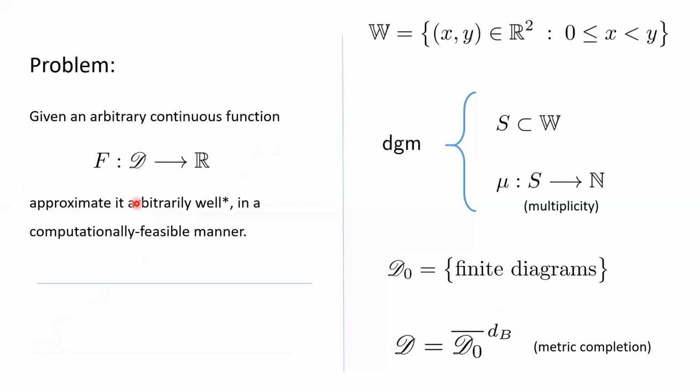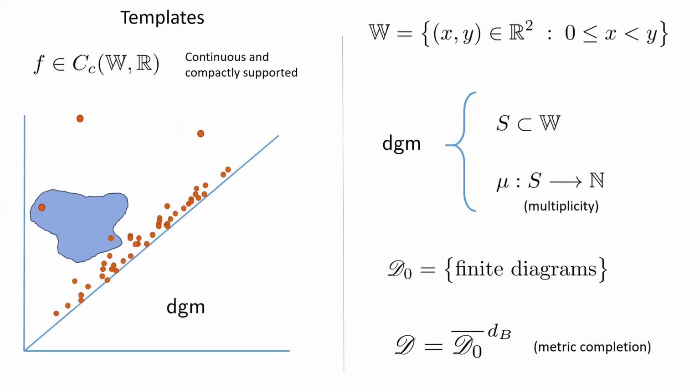So the problem at hand is: given an arbitrary continuous function, which would be the classifier that we're trying to learn, say if we had a collection of red diagrams and blue diagrams, and we want to find a function that classifies them. This is the ground truth that we want to learn, and we want to approximate it arbitrarily well, given, for example, labeled data. So that's the problem. Template functions give you a way of approaching this problem.